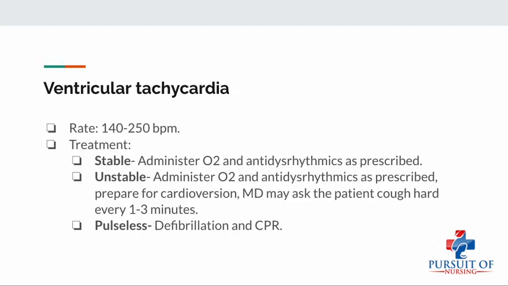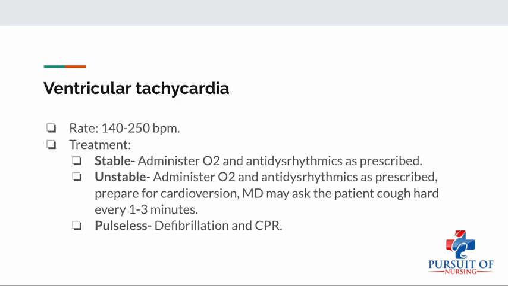Ventricular tachycardia: you're going to have a heart rate of 140 to 250 beats per minute. There are 3 different types: stable, unstable, and pulseless. For stable ventricular tachycardia, you're going to administer oxygen and antidysrhythmics as prescribed. For unstable, you're going to administer oxygen and antidysrhythmics. You may want to prepare for cardioversion, and the doctor may even ask the patient to cough hard in an attempt to convert the rhythm. And then pulseless VTAC is going to require defibrillation and CPR.